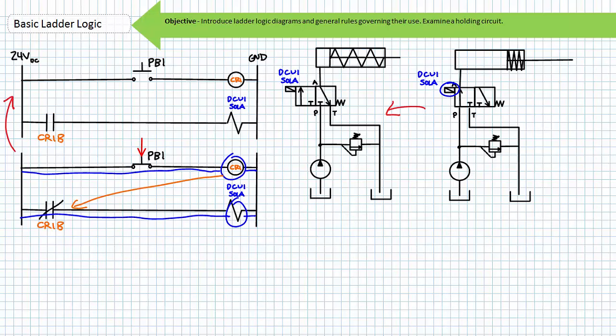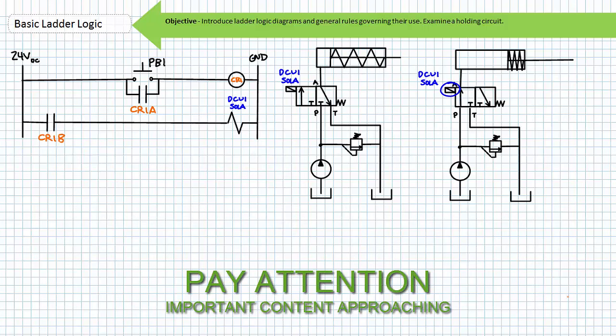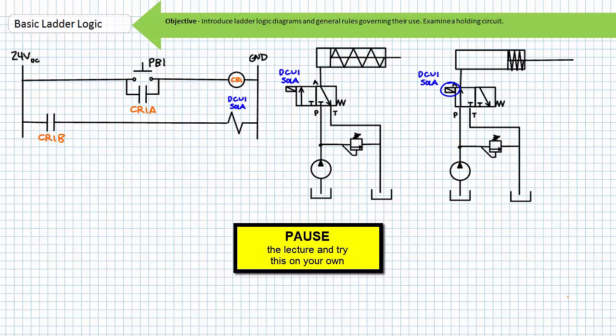This could be a desirable trait for some electrically controlled systems. However, it could be a major disadvantage for others. Ordinarily, you want a system to function without constant human intervention. Consider this subtle modification to the ladder logic diagram by incorporating one of CR1's associated contacts, this time the normally open side of CR1A, in parallel with push button 1. How would this change the function of the system? By all means, pause the lecture and think about it.